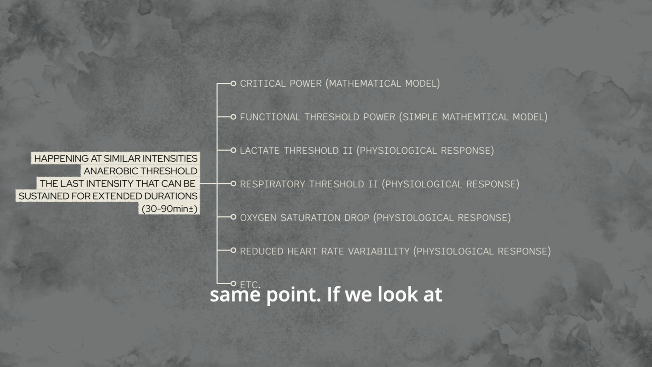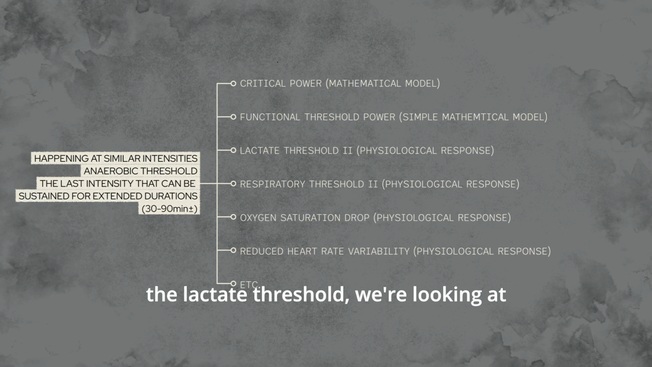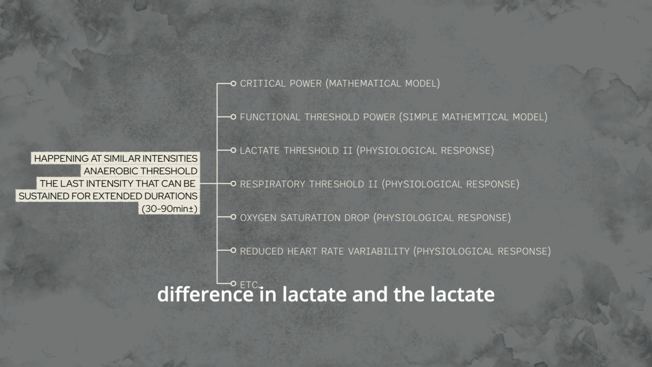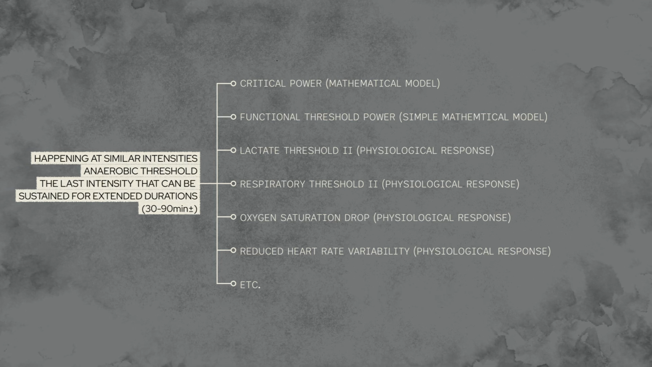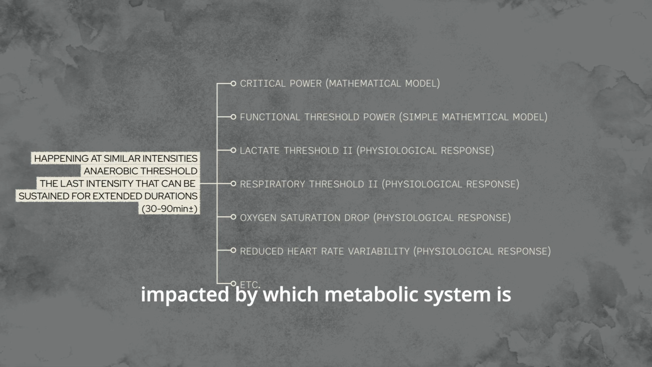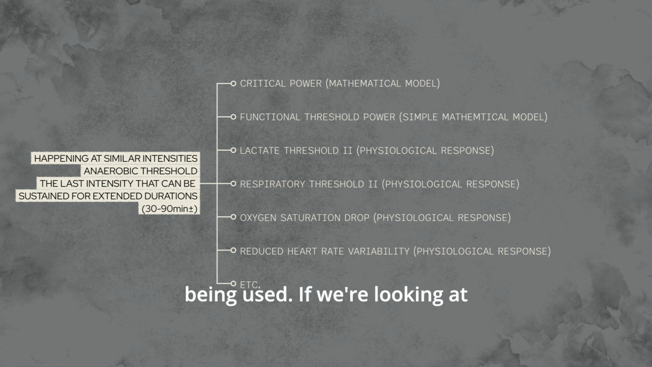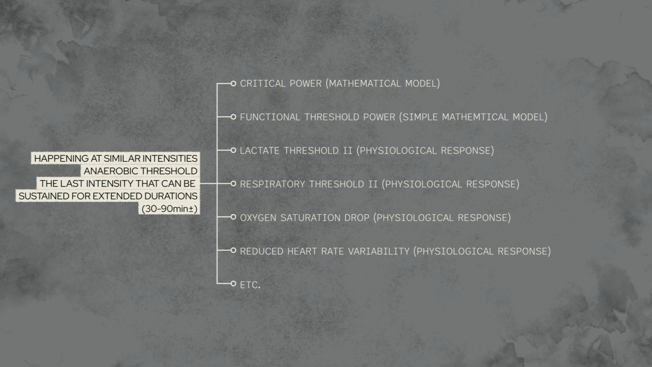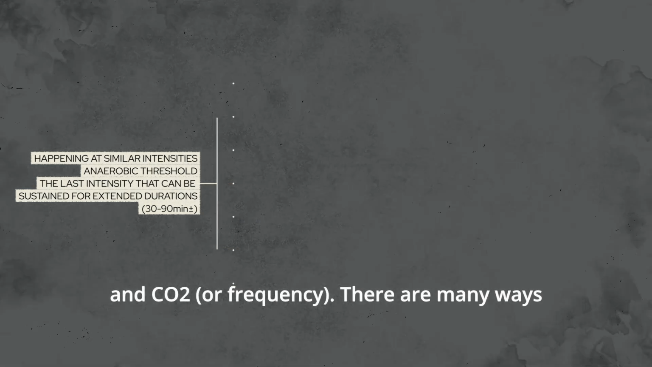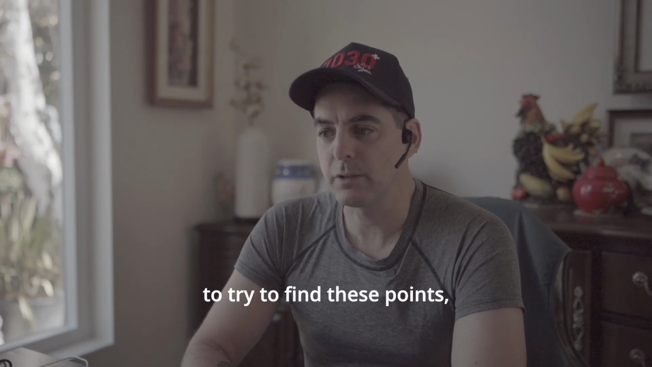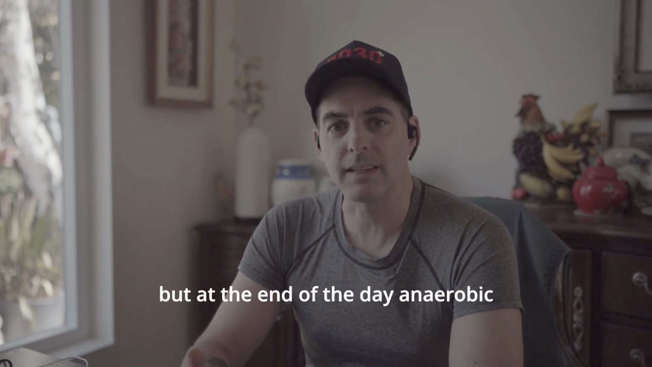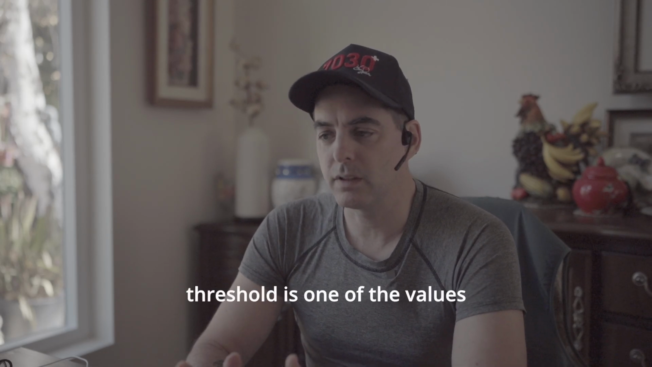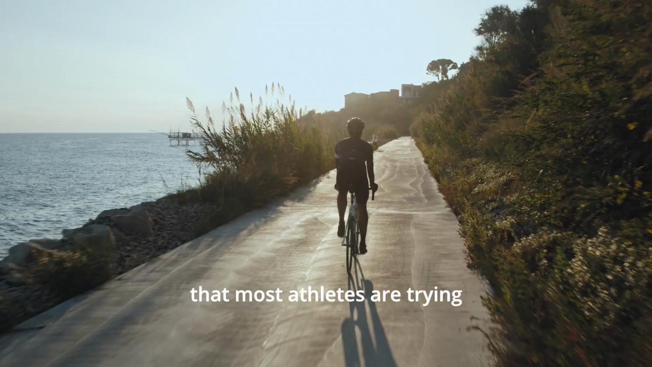the same point. If we look at the lactate threshold, we're looking at difference in lactate, and the lactate changes are going to be impacted by which metabolic system is being used. If we're looking at respiratory changes, it's going to be maybe a difference between oxygen and CO2. There are many ways to try to find these points, but at the end of the day, anaerobic threshold is one of the values that most athletes are trying to look at.